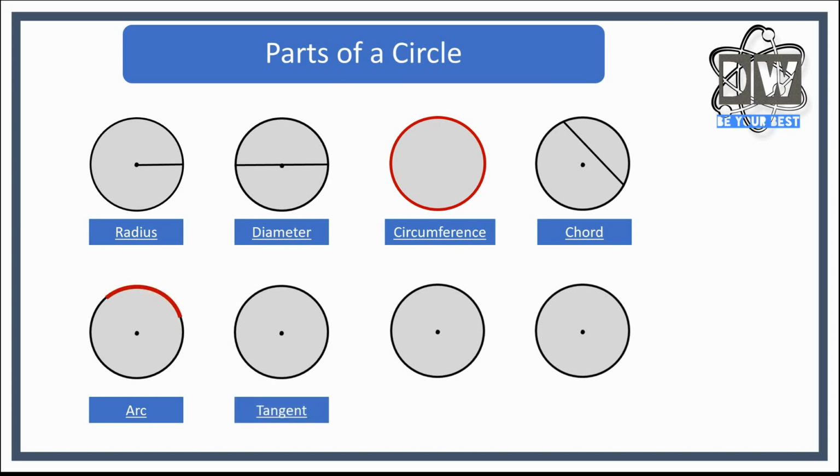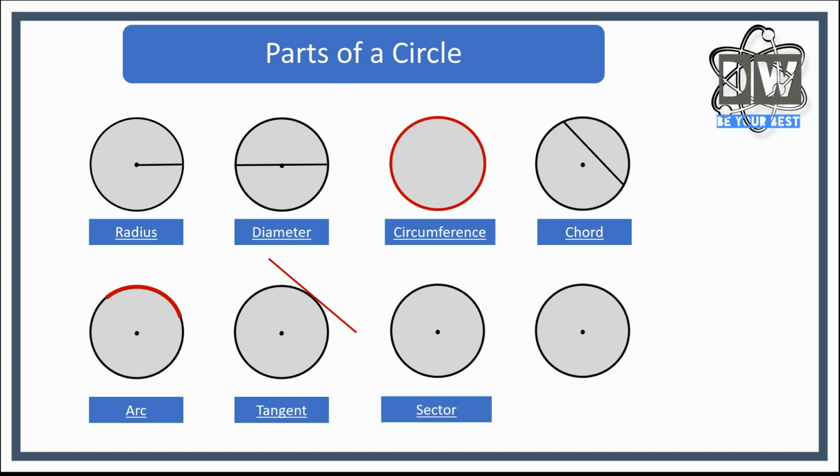Next up, tangent. So that is a line that touches the outside of the circle. Now there's lots of rules that work with all these parts, and what you'll find is that this links with circle theorems, which a lot of people will move on to. If you're in the foundation maths, you don't need to worry about that.